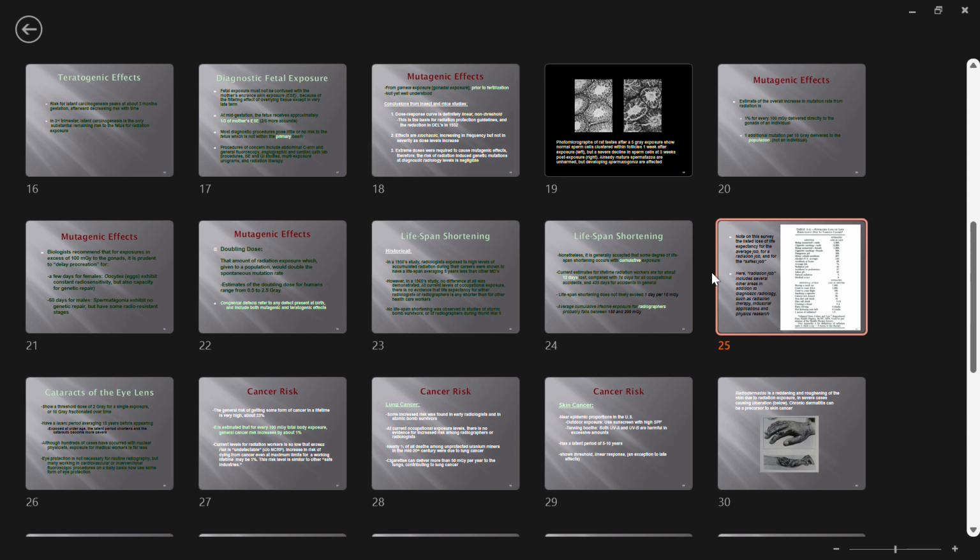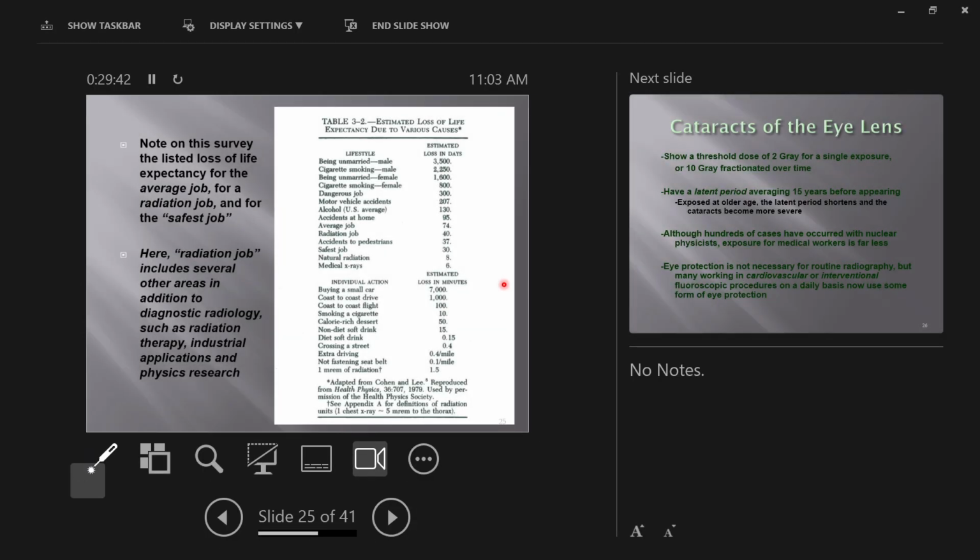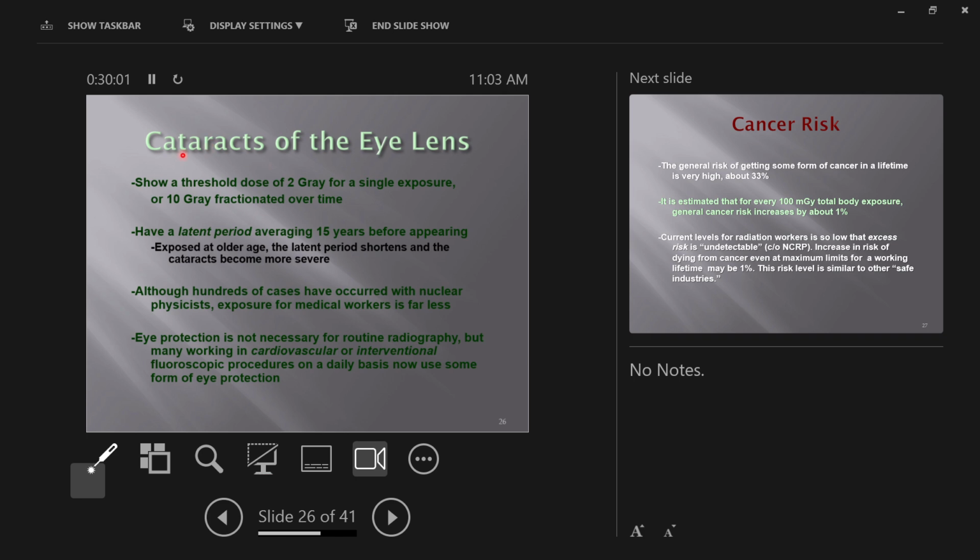So the moral of the story is we're not living shorter lifespans because we're around x-rays nowadays, unless we're building up high amounts of radiation over our lifespans, and we can equate roughly 1 day for every 10 milligray. Okay, moving on.